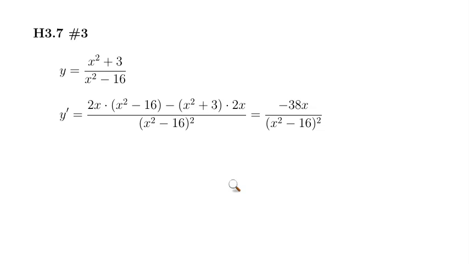And then we're going to take one more derivative. So let's find the second derivative. We're going to do the same quotient rule. We're going to have y double prime, that's what we're trying to find. So I'm going to do a quotient rule.